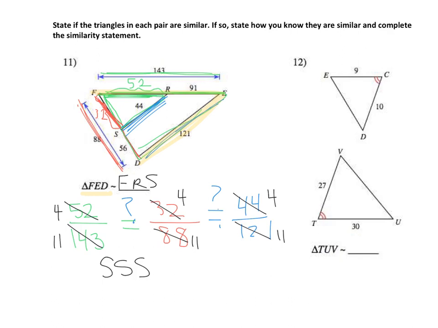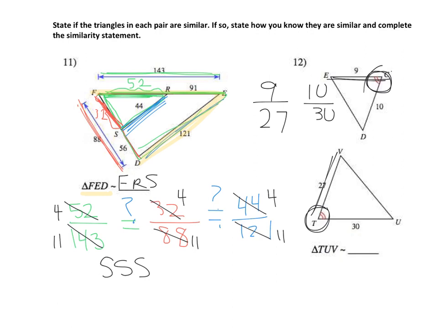Okay, number 12, last one. So here we have one pair of congruent angles. We know that that one is congruent to this one here. So let's check on our sides and see if they are proportional. So if we look at the smaller of these two, that would be 9, and that would need to correspond on this side to 27. And then the last one would be 10 over 30. And let's see if those are equal.